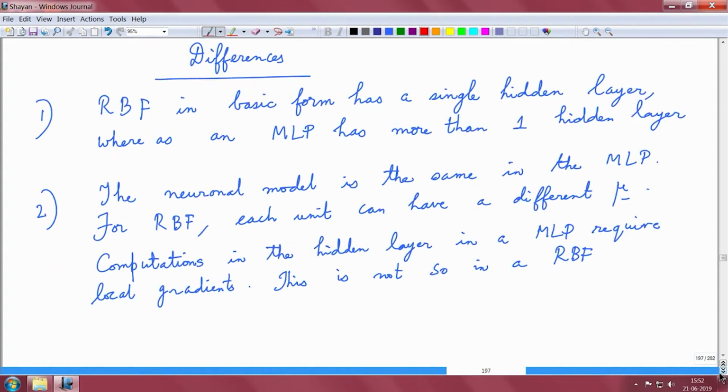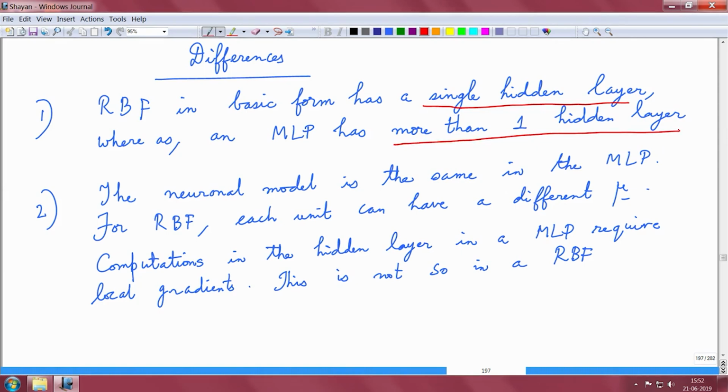Now, let us see the differences between these networks. RBF in its basic form has a single hidden layer. This is very important because this is how the RBF is constructed, whereas an MLP has more than one hidden layer. This is an important structural change.